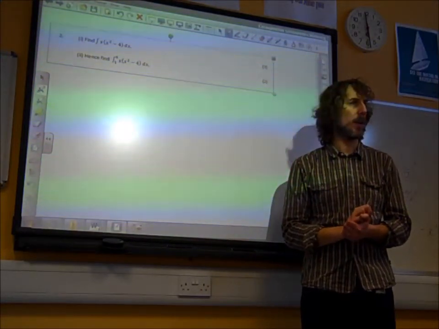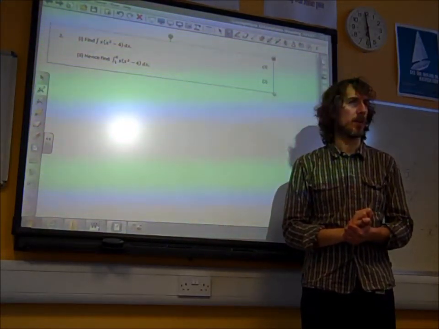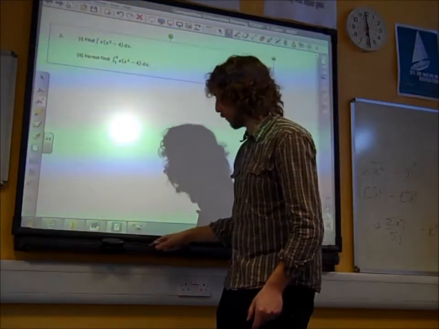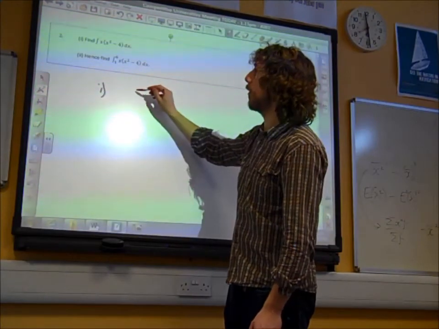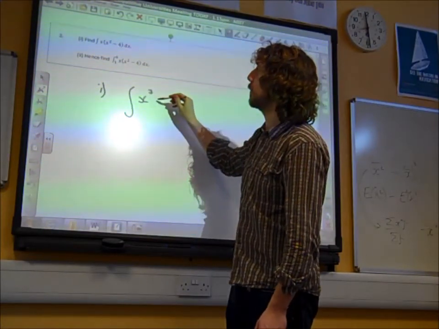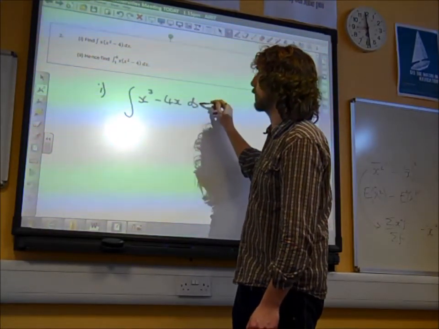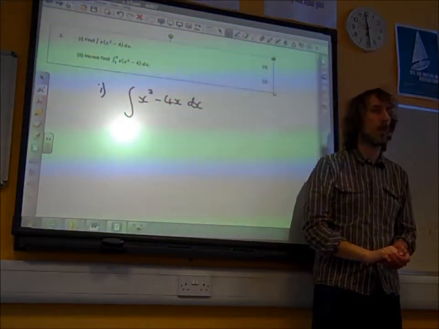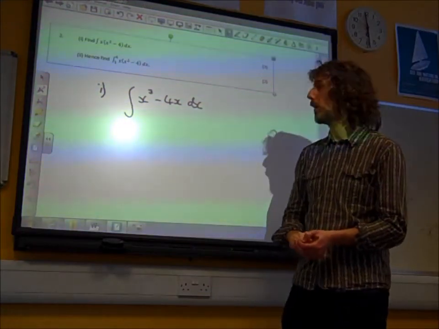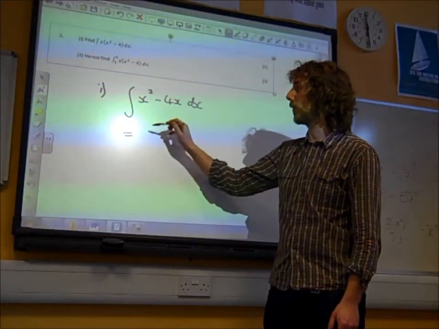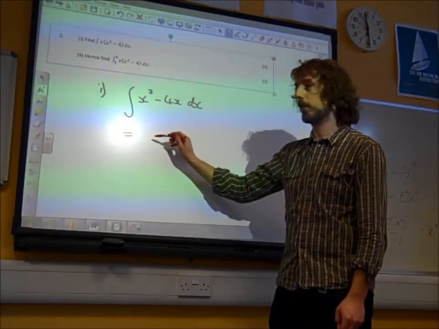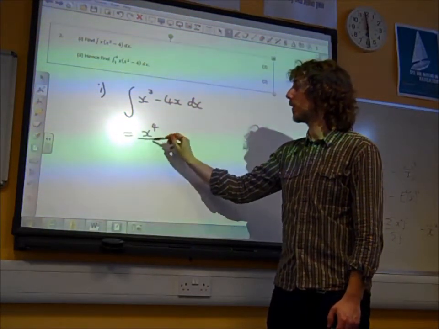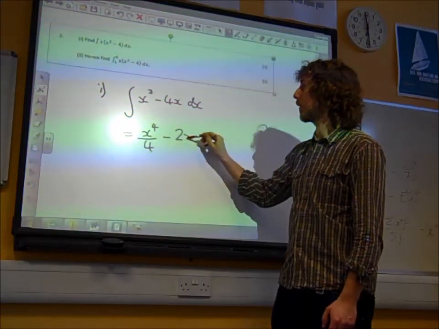What do we have to do here before we can integrate? We have to expand the brackets. You are correct. So for part 1, this is going to become x cubed minus 4x. We're then going to add 1 to the power and divide by the new power, so our integral is going to be, go on Molly, you integrate it for us. X to the 4 over 4 minus 2x squared plus c.